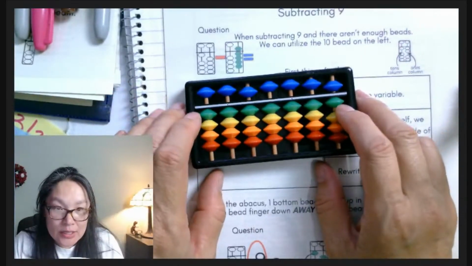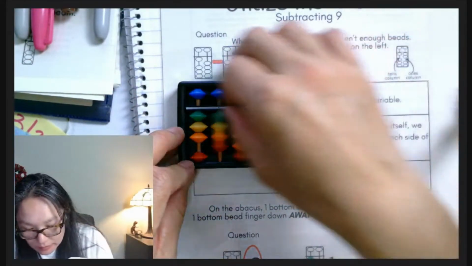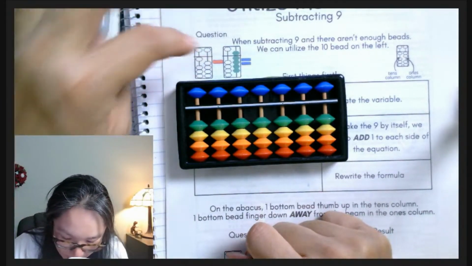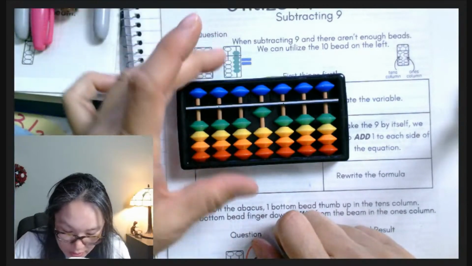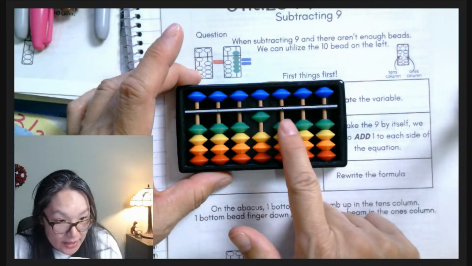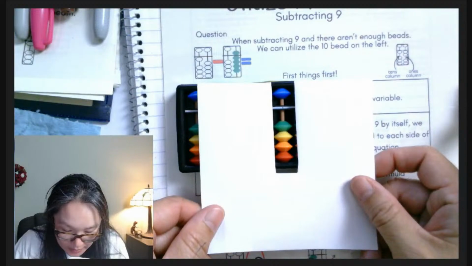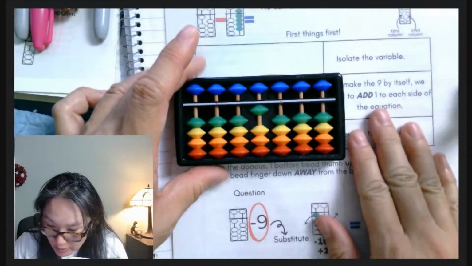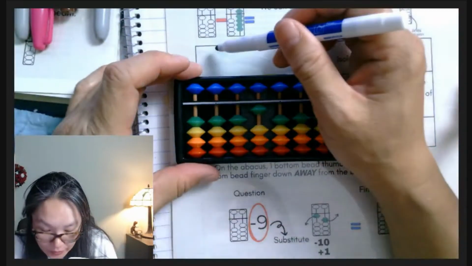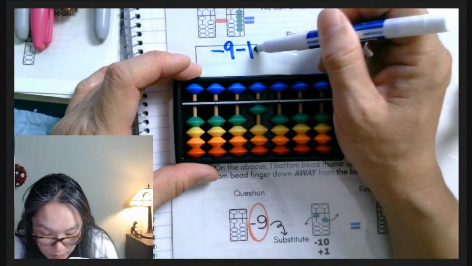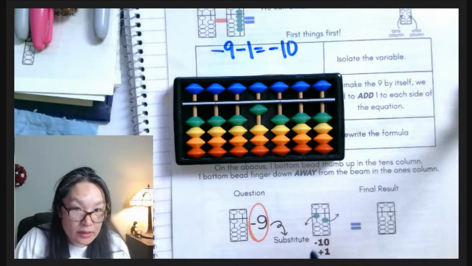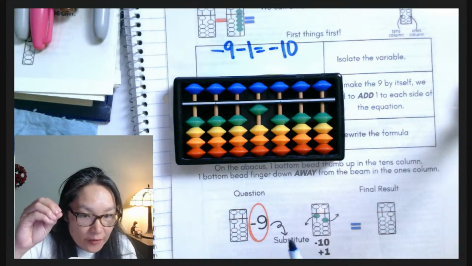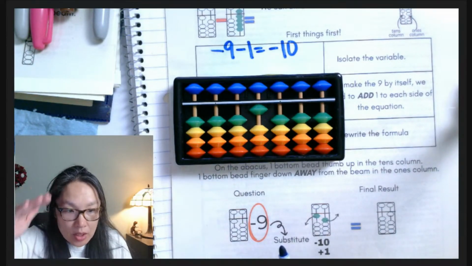Okay, so here's a sample question. I have 10. Do you see that I have 10 here? It's a 1 and a 0. My question is to minus the 9. I don't have any beads to take away the 9. So what do I do? Well, remember, we do minus 9 equals minus 10 plus 1. Do you remember that? It looks very familiar, doesn't it? Because it looks familiar, we can build on this strategy.